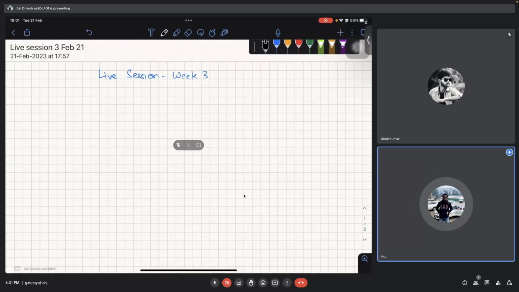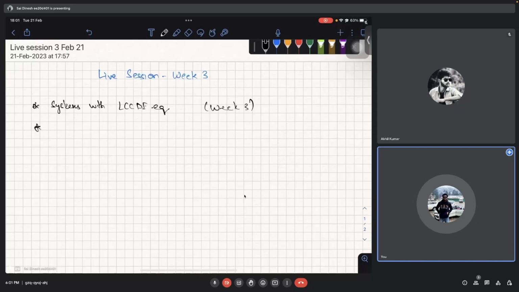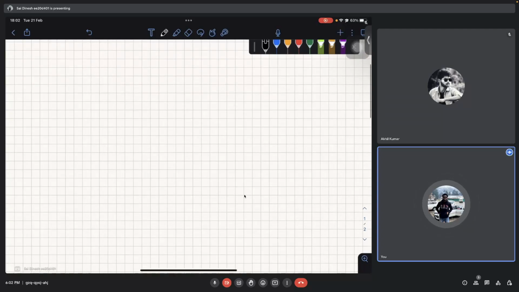In this lecture, I'll first talk about systems governed by LCCD equations. That is part from week 3, and then I'll go to week 4, which is the Z transform. So first I'll just talk briefly about LCCD equations.